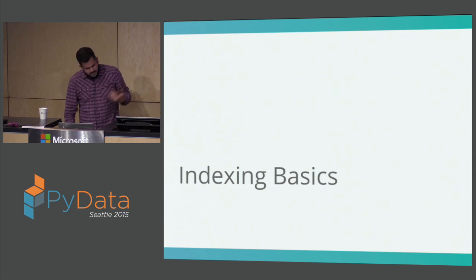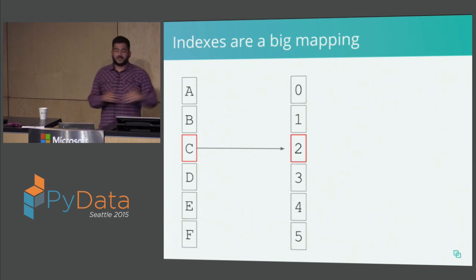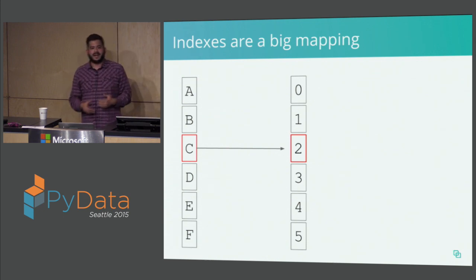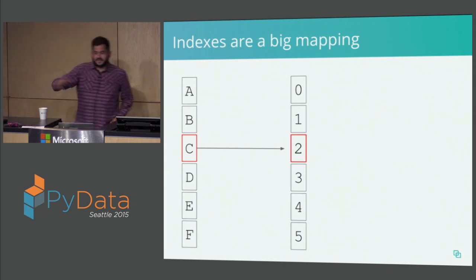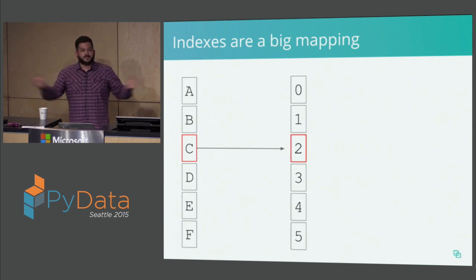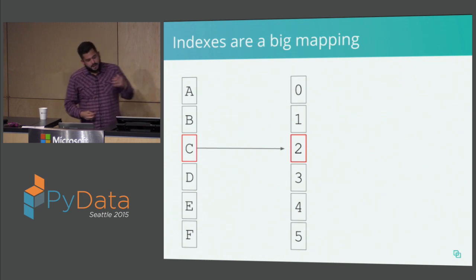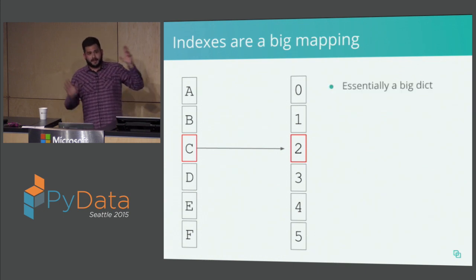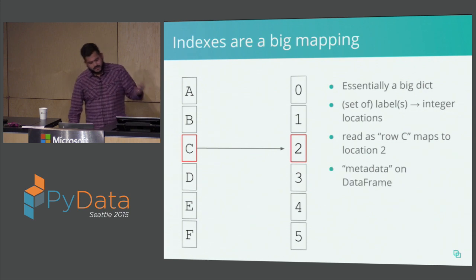So when we're talking about the basics of indexing, the big issue is that indexes are a big mapping. So let's say that A, B, C, D are some list of products or A/B tests or something like that. Basically, the main thing that the index does is when you say, I want C, it says internally, okay, that's index 2. That's the main role that an index does, but that's sort of complicated once you get to more things like alignment and merging and joining. But that's the key thing to keep in mind. It's like a big dict mapping labels to integer indexes. So you want to read this as row C maps to location 2.